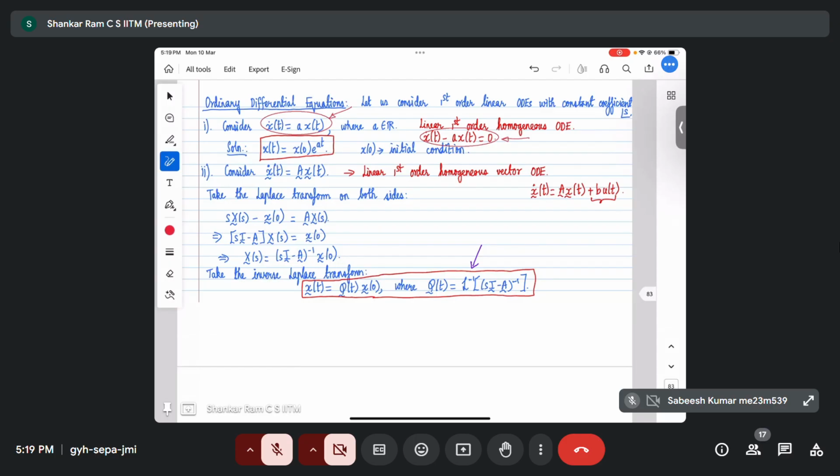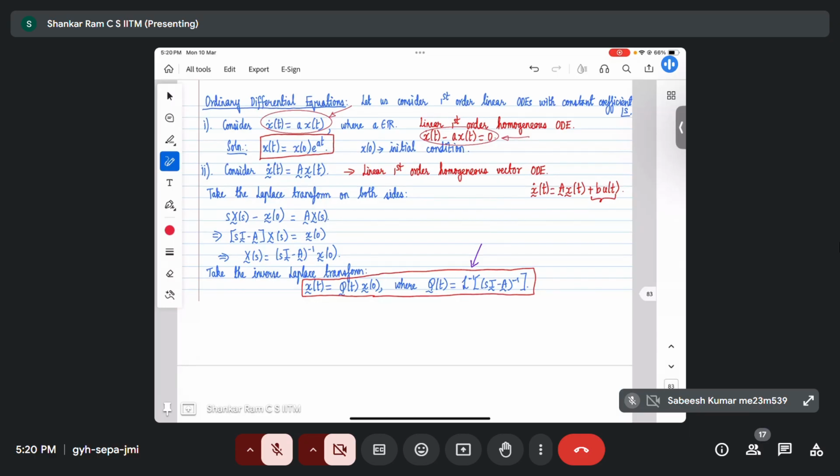Now, this is a first order homogeneous scalar ODE. And if we solve this ODE, we get x of t equal to x naught e power at, where x naught is the initial condition. So this is a well-known, very simple result, and we get this solution for x.